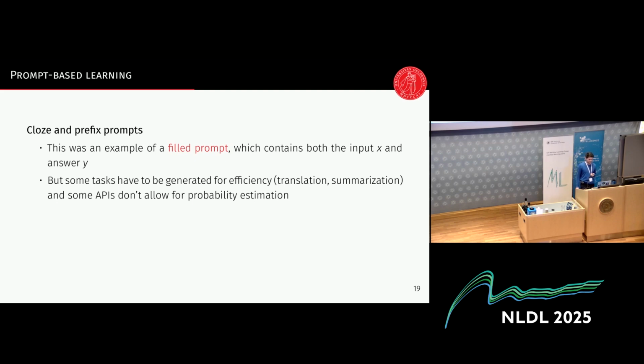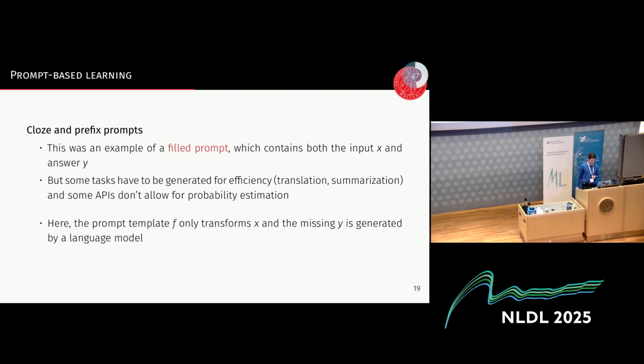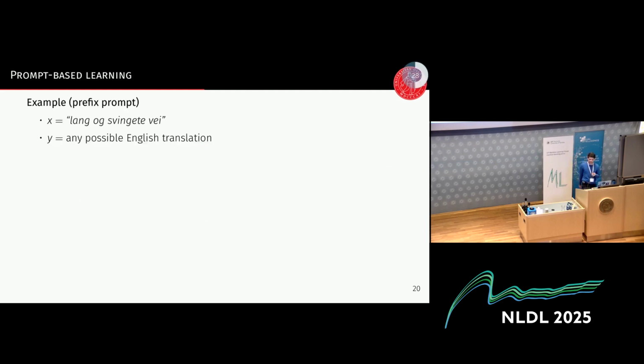And so for this kind of task, we will use a slightly different prompt called cloze or prefix prompts. Cloze prompts are used when you generate text in the middle of a text, so we will be using the prefix prompts here. Here you only transform the input x without actually caring about the output y, because that will be something that the language model itself will generate.